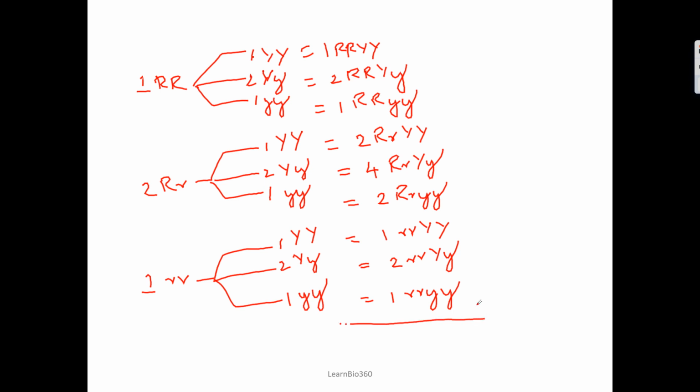So now add them all. 1 plus 2, 3, 3 plus 1, 4, 4 plus 2, 6, 6 plus 4, 10, 10 plus 2, 12, 12 plus 1, 13, 13 plus 2, 15, and 15 plus 1, 16. Right? So what is the ratio? If you write in a straight line, 1:2:1, 2:4:2, and 1:2:1. So this is the genotypic ratio for dihybrid cross.